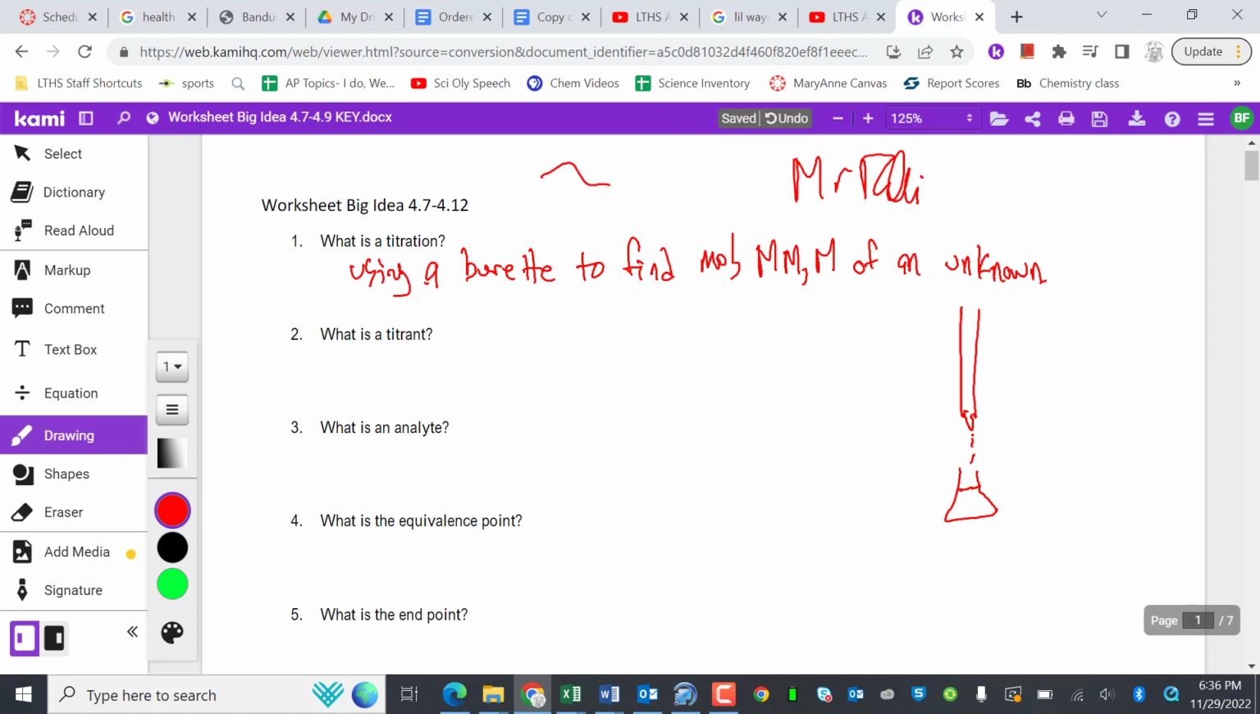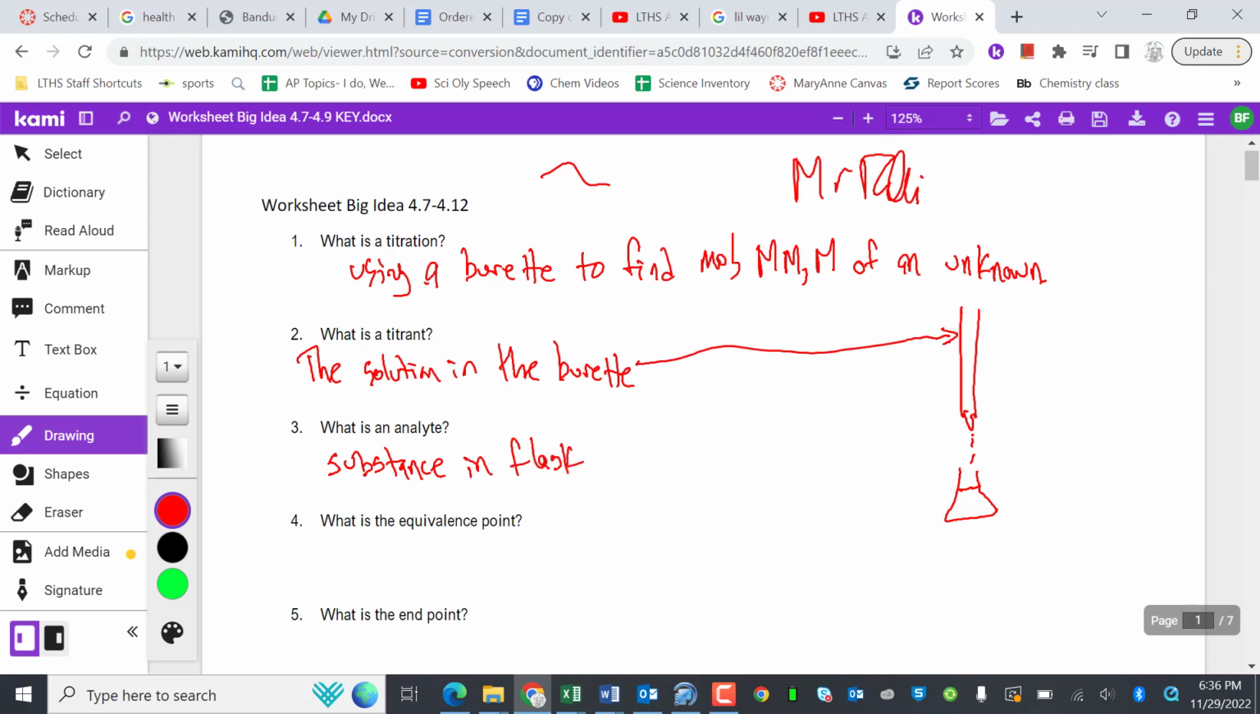What is a titrant? The solution in the burette. What is the analyte? It is the substance in the flask. I'm going to draw cheesy pictures here. That's my burette. That's my flask.